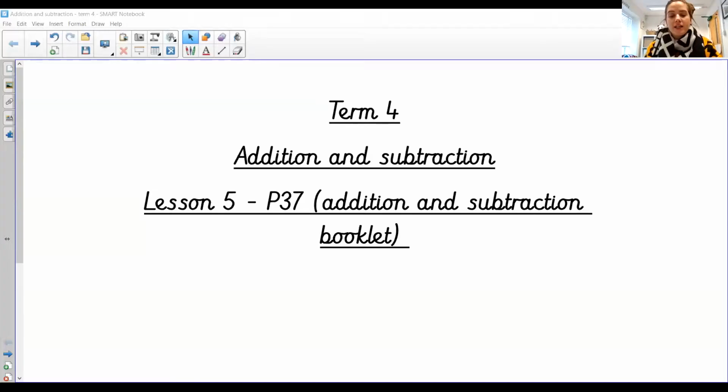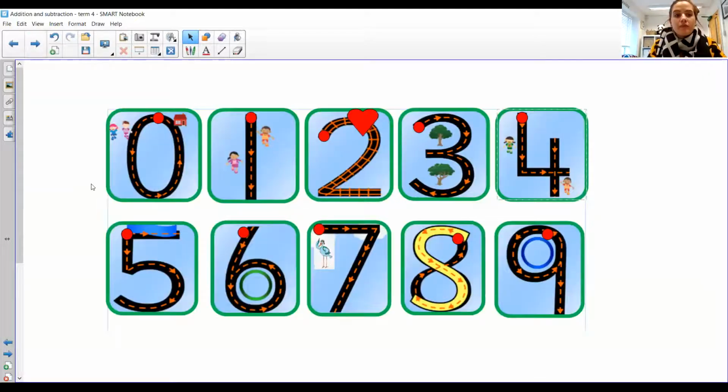That's live. Right, let's share my screen because we're looking at addition and subtraction, as we know, and we're on page 37 today. So page 37 of our White Rose booklet. Okay, so as normal, please pause the video and have a practice at your number formations. Off you go.